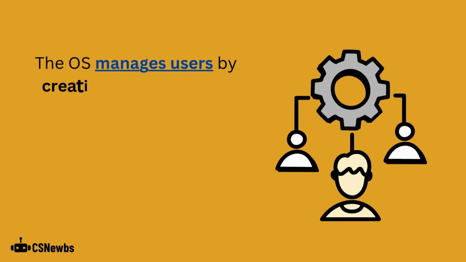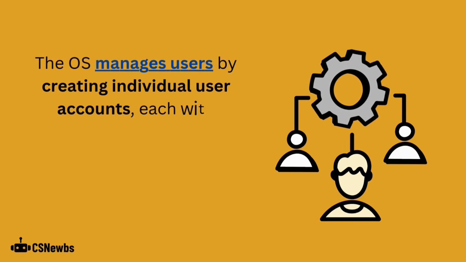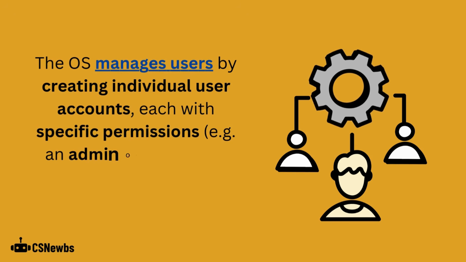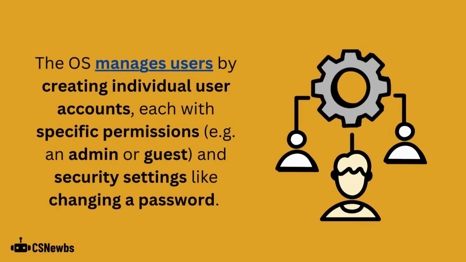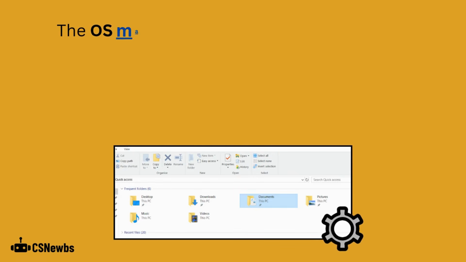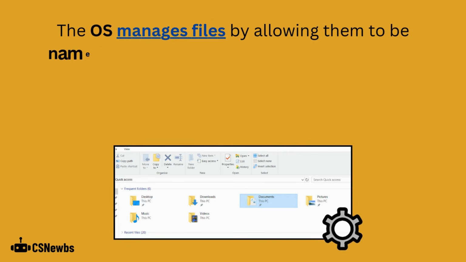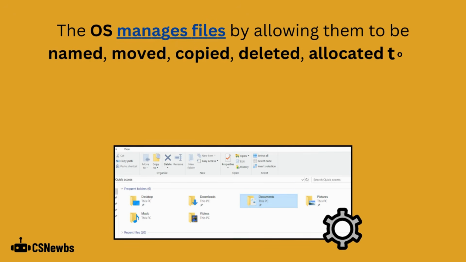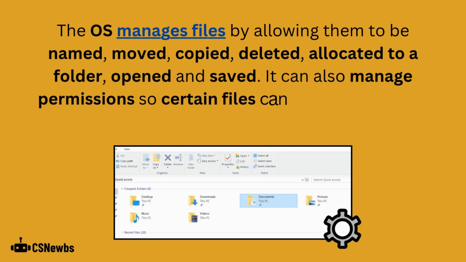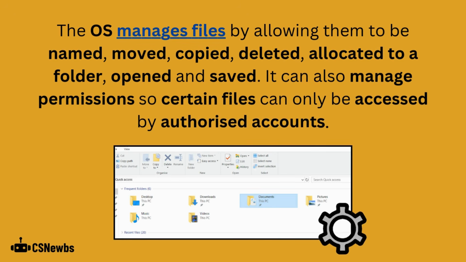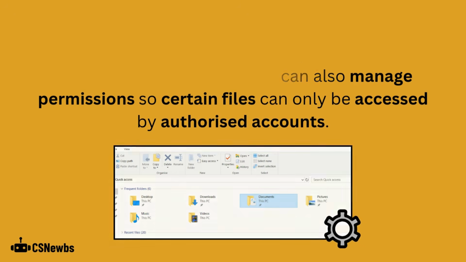The operating system manages users by creating individual user accounts, each with specific permissions, such as an admin or a guest, and it manages security settings, like changing a password. Finally, the operating system manages files by allowing them to be named, moved, copied, deleted, allocated to a folder, opened, saved, and much more. It can also manage permissions, so certain files can only be accessed by authorized accounts.